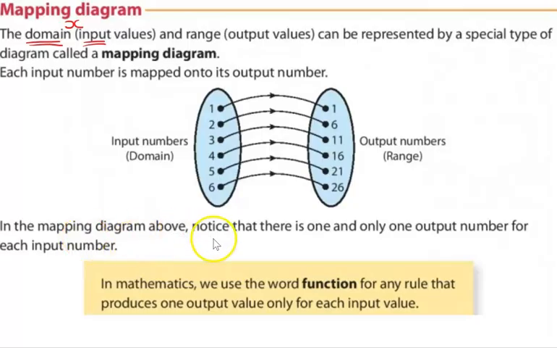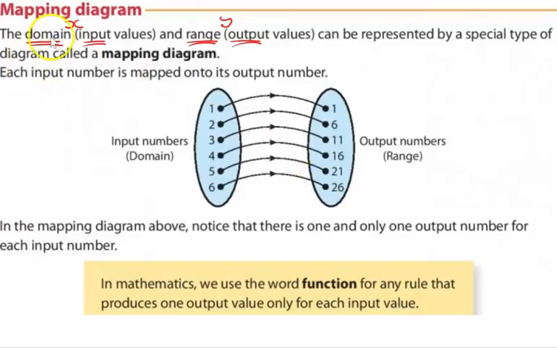In the mapping diagram above, notice that there is one and only one output number for each input number. So 1 maps to 1, 2 maps to 6, 3 maps to 11, 4 maps to 16, 5 maps to 21, and 6 maps to 26. So in mathematics, we use the word function for any rule that produces one output value only for each input value.